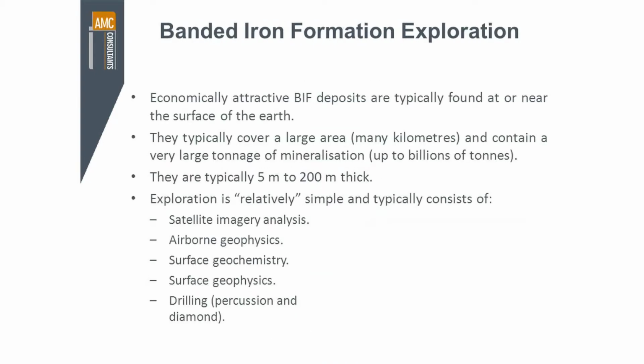When it comes to banded iron formations, generally speaking, economically attractive banded iron formations are typically found quite close to the Earth's surface. They're very, very large deposits, cover many kilometres, and they can contain extremely large tonnages of iron ore, up to billions of tonnes in an individual deposit. So they can be very, very large deposits. They can be anything from 5 to 200 metres thick as well.